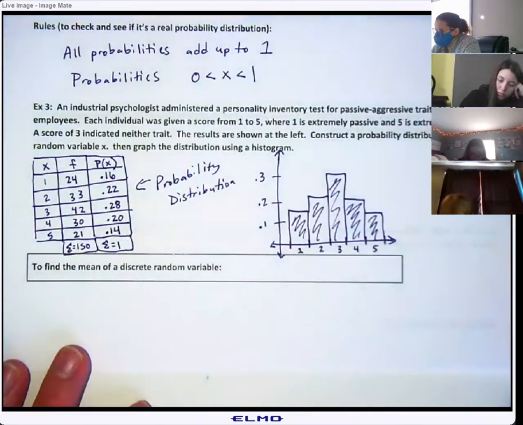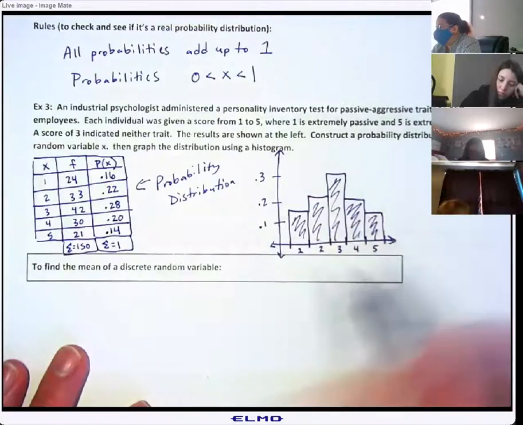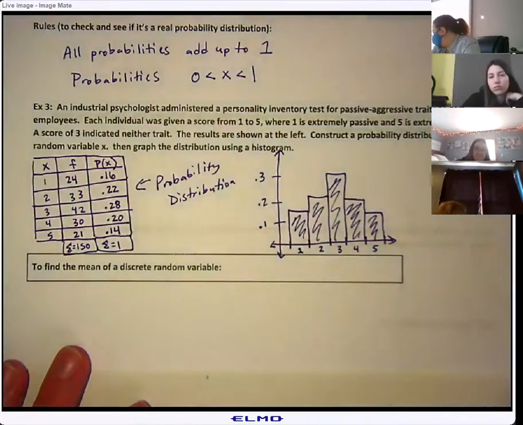So it looks to me like most people are neutral, but then people tend to fall on the passive side a little bit more than the aggressive side, at least at this place.